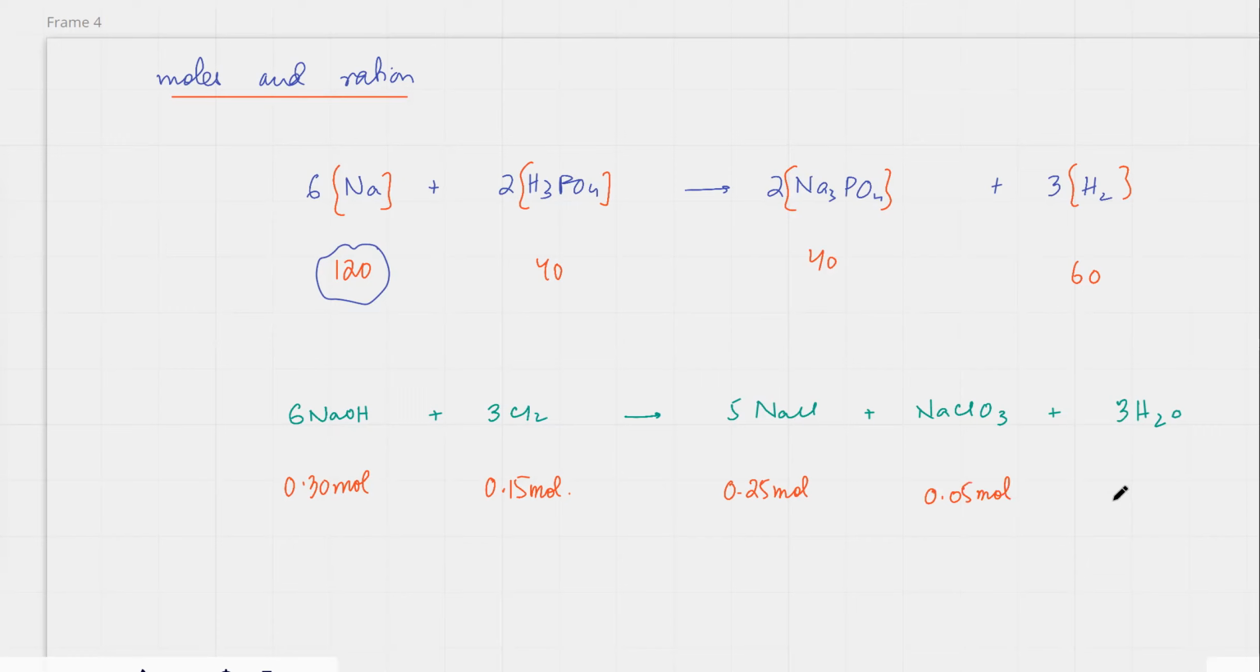0.5. That's a 0.05. And what about the last one? That should be done directly. What do you get? 0.15. Okay, 0.15 moles. So the thing is, you can use any 2 ratios. The 5 things have a ratio with each other. You can connect any 2.